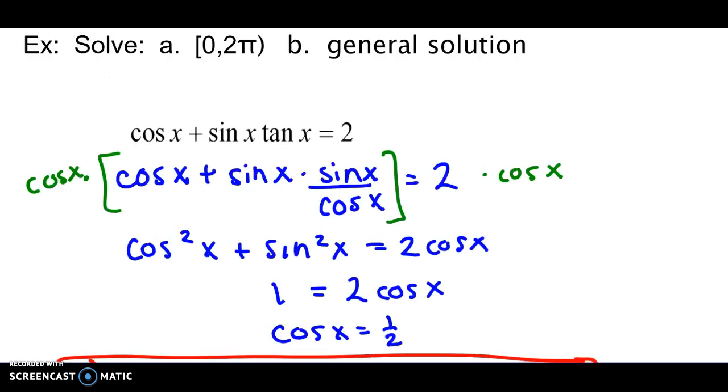Okay, so were you struggling to solve for one trig function? Yeah, okay. Well, let's help you out. So start by making tangent of x sine of x over cosine of x. And to get rid of this cosine of x in the denominator, let's multiply both sides by cosine of x. When I do that, don't forget to distribute. I get cosine squared of x plus sine squared of x, which is 1, equals 2 cosine of x. So now I have cosine of x is 1/2.